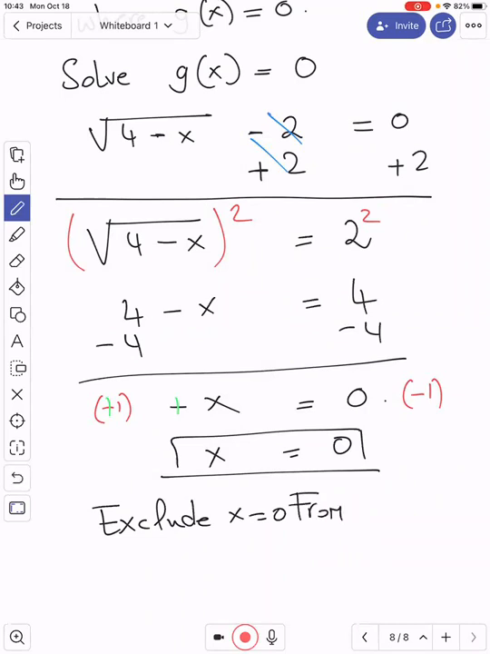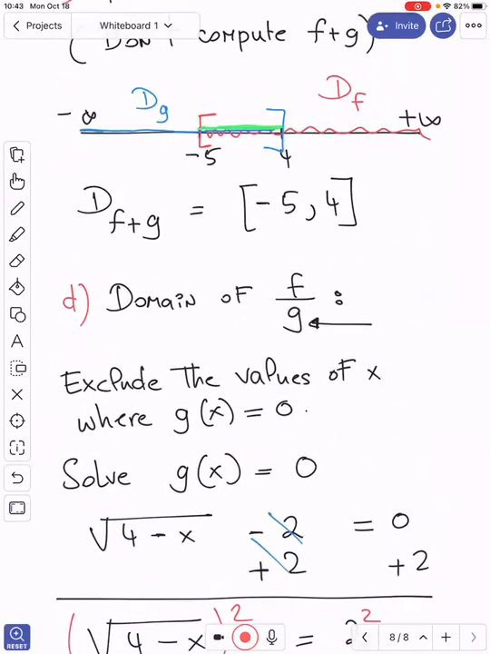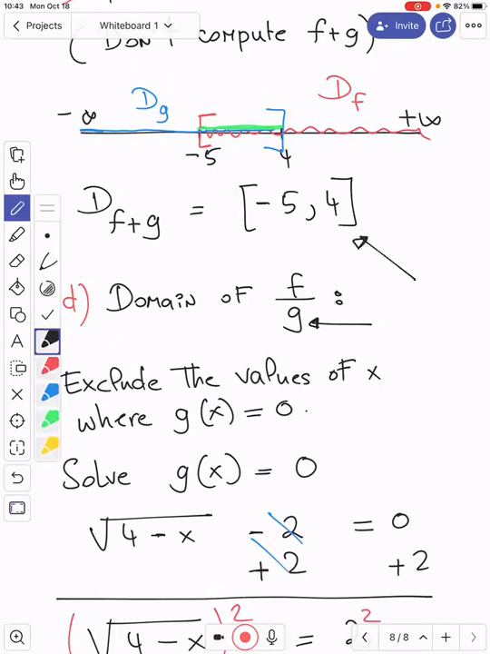From the intersection or from the common domain. All right. So again, my common domain was this [-5, 4], right? That's my common domain. So I need to exclude the 0 from [-5, 4]. So 0, of course, is between negative 5 and 4. So we have to stop at 0.